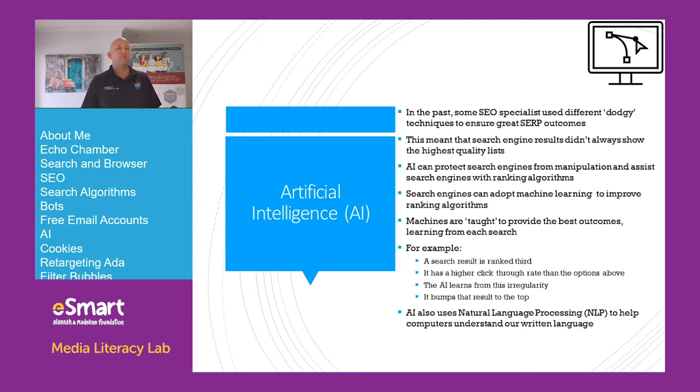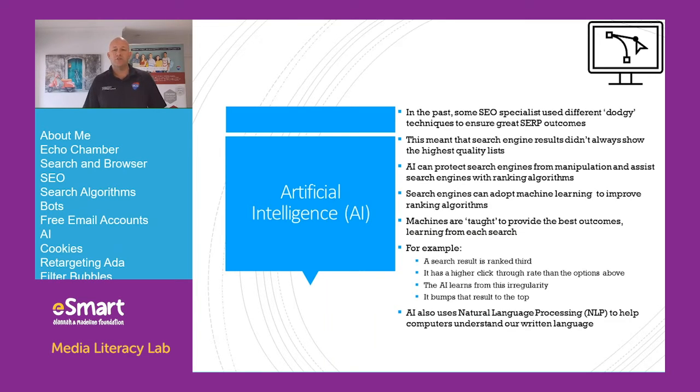Search engines can adopt machine learning to improve ranking algorithms. Machines are taught to provide the best outcomes, learning from each search. For example, a search result is ranked third on the list: 1, 2, 3. It has a higher click-through rate than the options above. The AI learns from this irregularity. It bumps that result to the top.